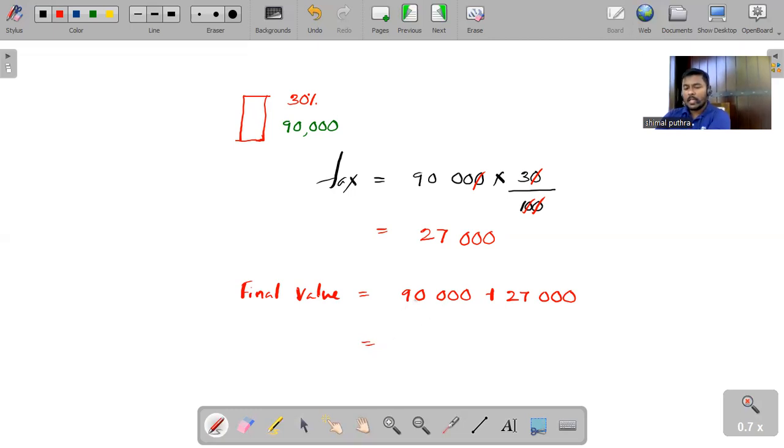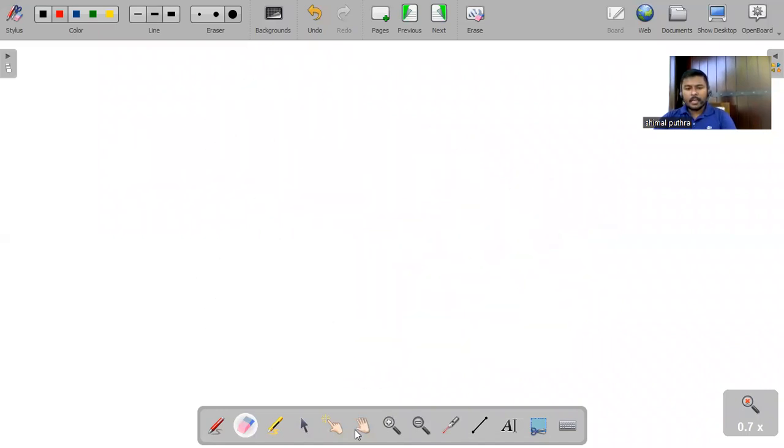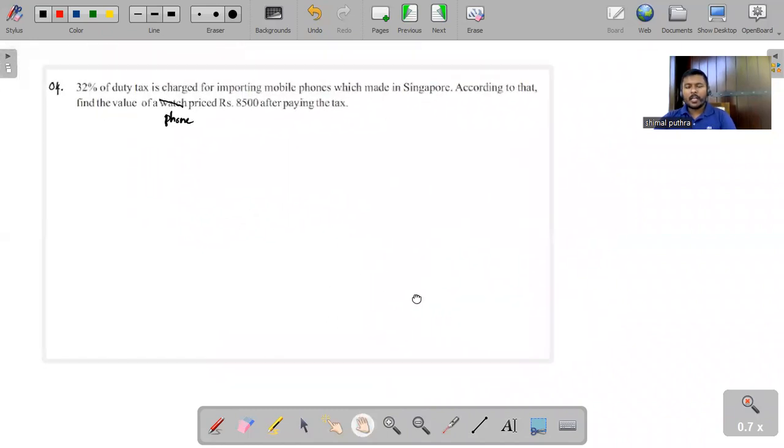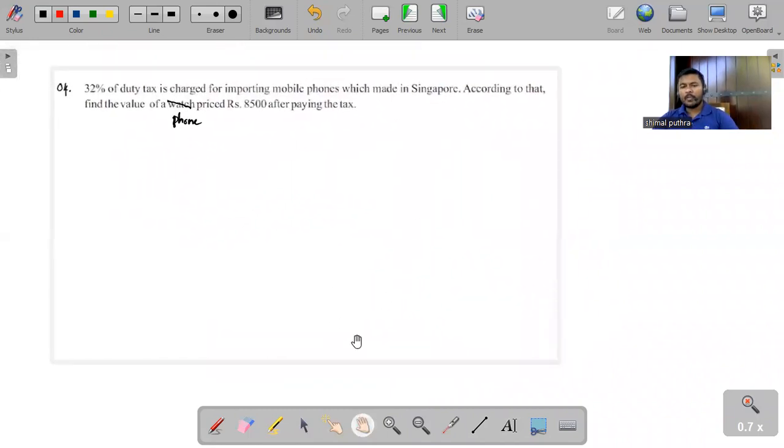So that is equal to 90,000 plus 27,000, which is equal to 117,000. This is the total cost I had to bear. Okay, I will erase this. Please pause the video and write what you have to write. Let's come to the point. Now you can try this one. I hope you found the answer. Then I can discuss. If you couldn't find the answer, please pause the video and find the answer.